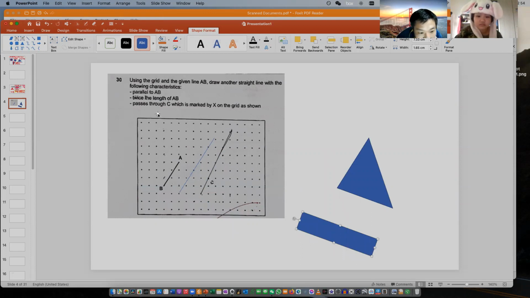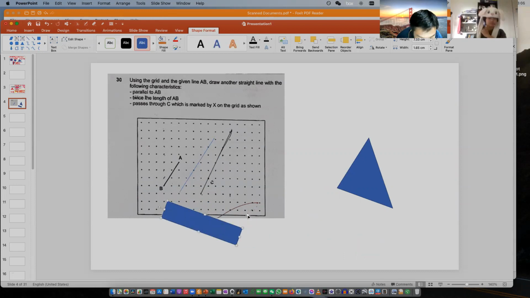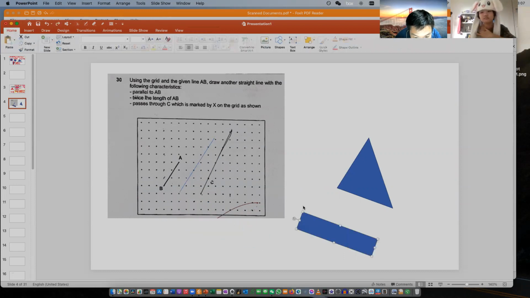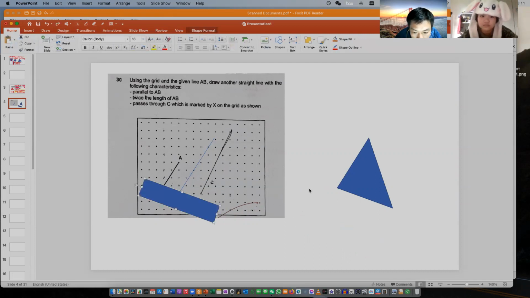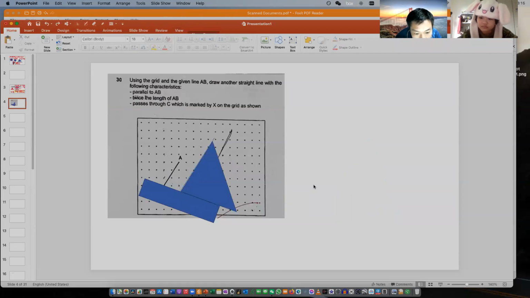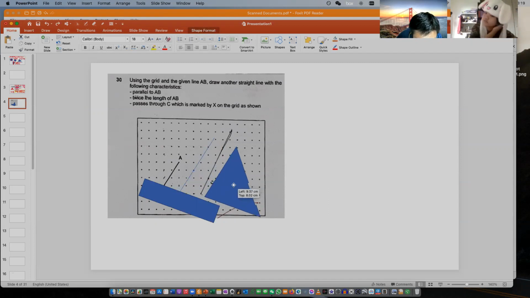Okay. And then of course it says what? Twice the length. Okay, then you have to measure this. And then it says passes through C, which is marked by X. So that means you need to, okay. So it says it must pass through the C. So that means I need to move until the C here.